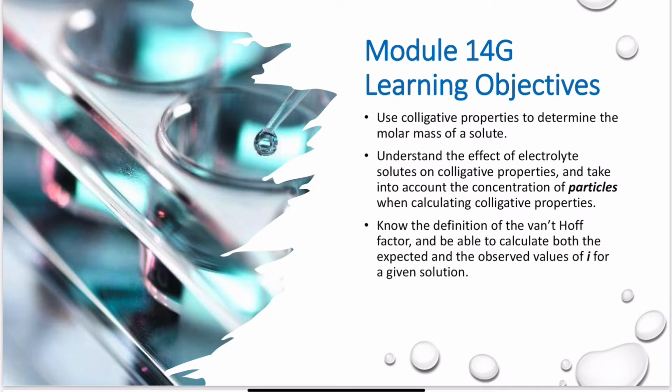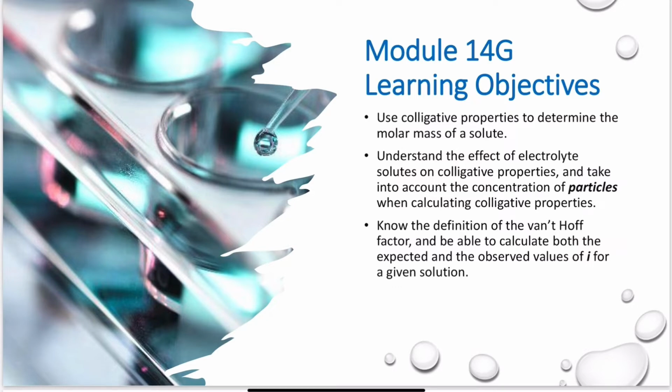Remember, colligative properties are dependent upon the number of particles we have. Electrolytes are things that will break apart in solution, such as sodium chloride. Sodium chloride in solution becomes sodium ions and chloride ions. So instead of one particle, it becomes two. And we're going to see how that affects our colligative properties.